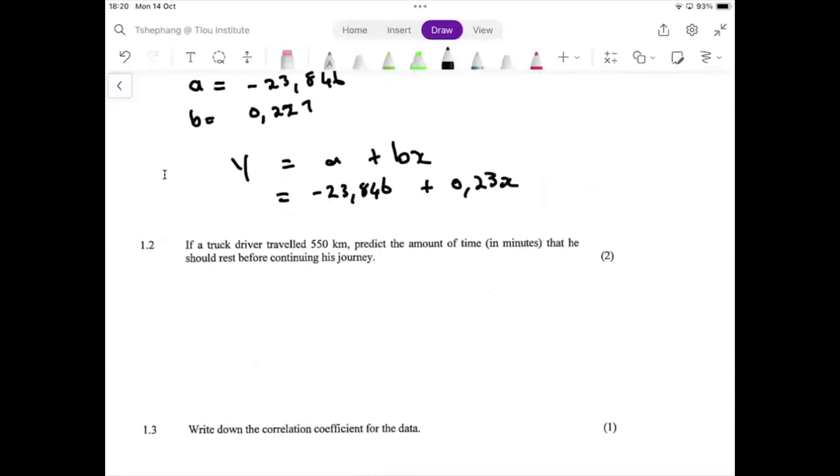Then the next question: if a truck driver traveled 550 kilometers, predict the amount of time in minutes that he should rest before continuing his journey. So we'll use our equation and say y is equal to negative 23,85, converted to 2 decimal places, plus 0,23 times 550. That's just calculator work, and that should give you 102,65.